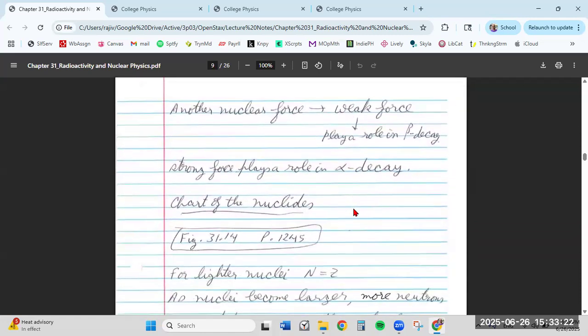In addition to the strong force, there's a third force that exists inside the nucleus, and that's called the weak force. And this one plays an important role in forming the beta particles or in beta decay. Strong force, on the other hand, plays an important role in alpha decay. So alpha decay would not be possible without strong force, beta decay without the weak force.